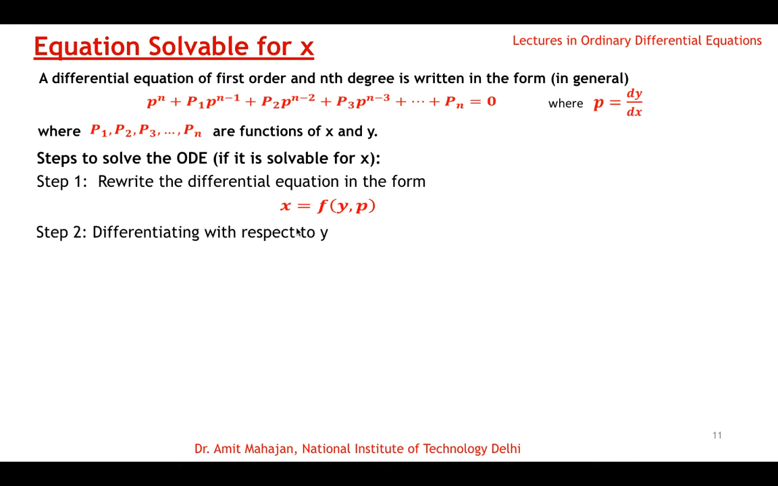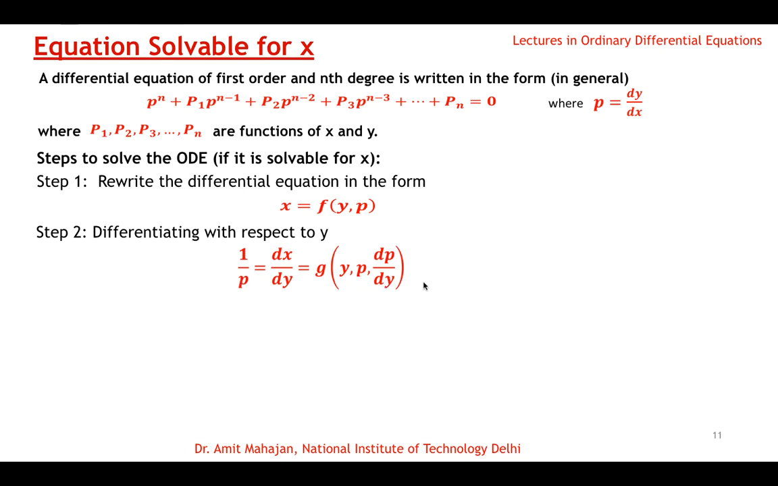If we differentiate this with respect to y, then the left hand side becomes dx by dy, is equal to the derivative terms here, some function of y, p and dp by dy. And because dy by dx is p, the left hand side dx by dy becomes 1 by p. On the other side, g is some function of y, p and dp by dy.